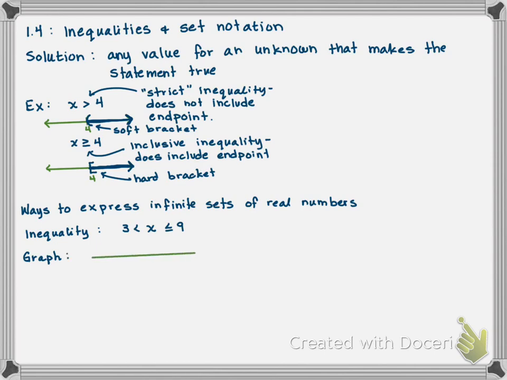On the number line, I'm just going to mark 3 and 9. Am I including 3 in my solution set or not including 3? We're not including 3, so we'll use a soft bracket at 3. And then we are including 9 because of that or equals to sign, and we'll use a hard bracket there. Everything between 3 and 9 is a solution, so we'll shade everything between 3 and 9.